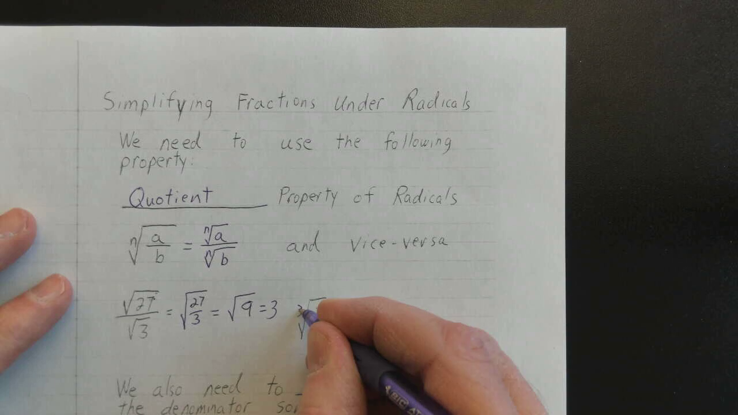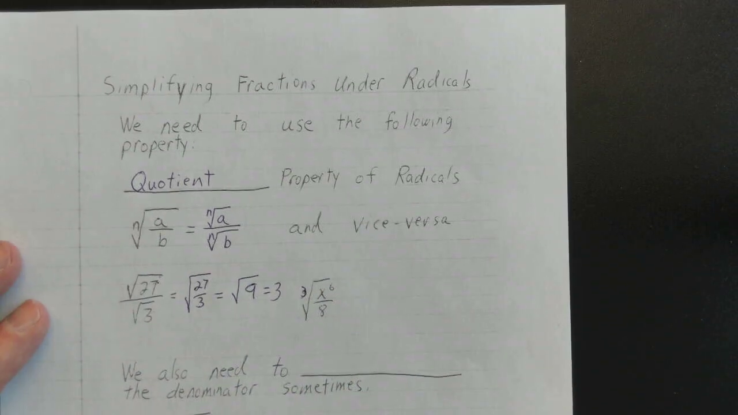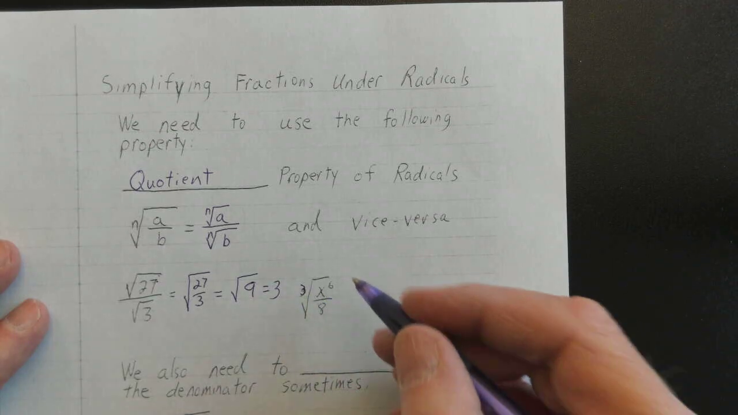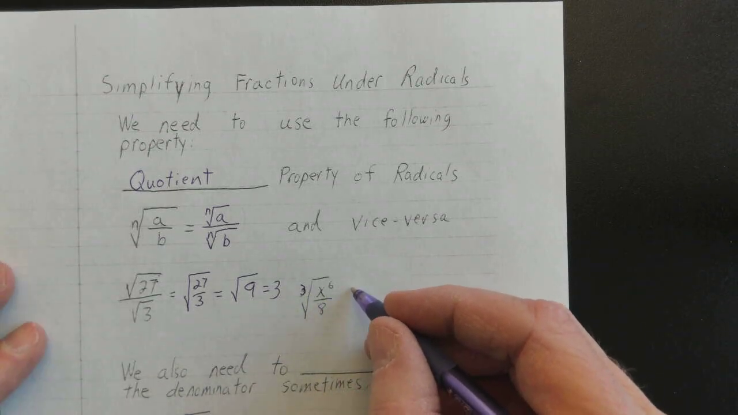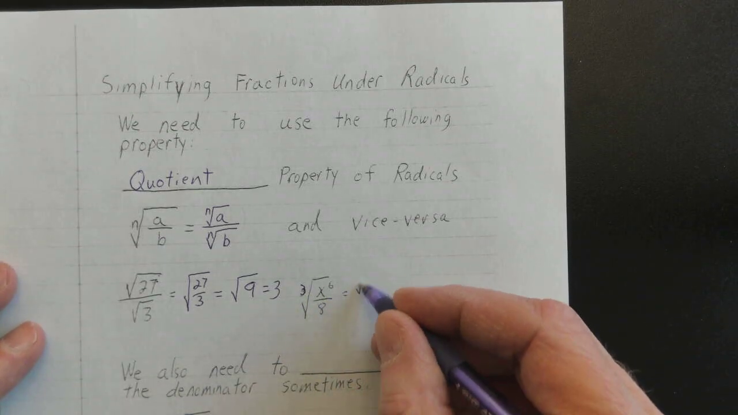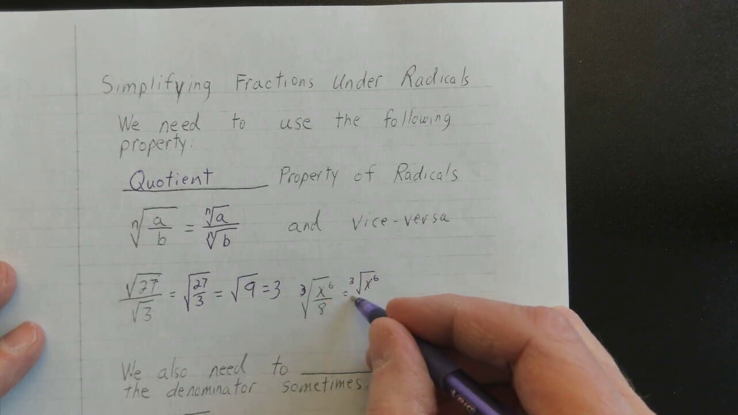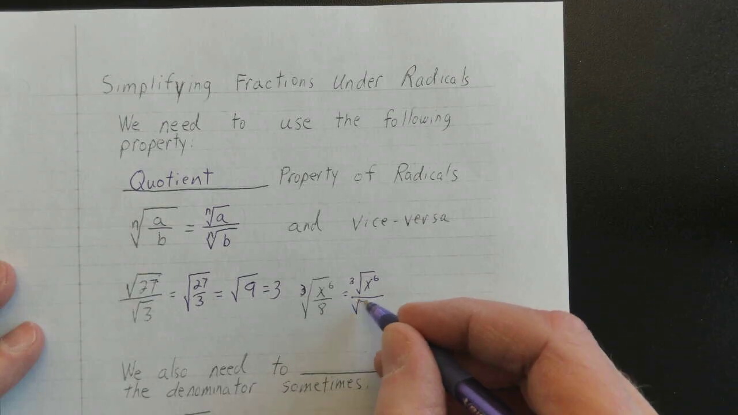Now, the second example, that is a cube root. In case that 3 is not clear to you, it's the cube root of x to the 6th over 8. And I am going to split this one up. Cube root of x to the 6th over the cube root of 8.